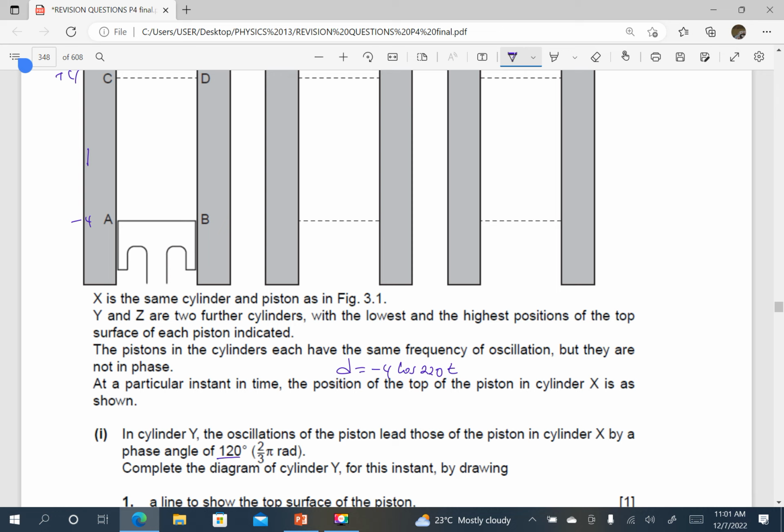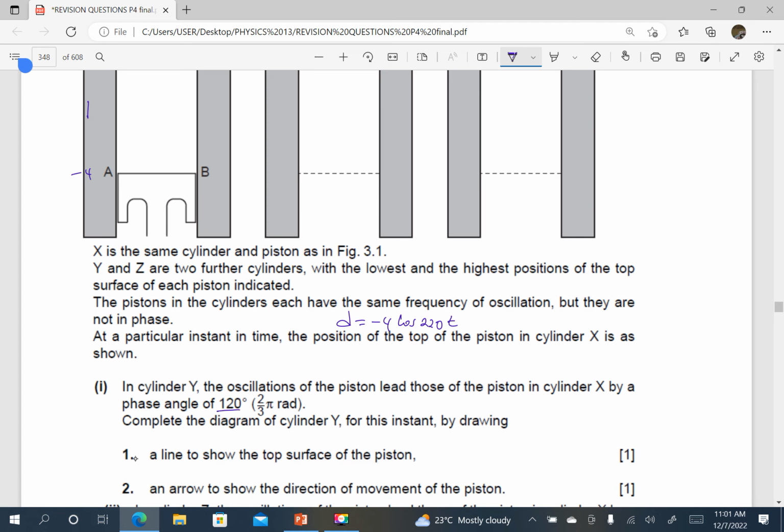From equilibrium position, remember at t equals 0, the displacement was negative 4 for x. For y at t equals 0, d is going to be negative 4 cos of 220t plus the phase difference, which is 120. Let's find d from the calculator at t equals 0. Remember, we are looking at x and y at the same time. So at t equals 0, what is d for y now?